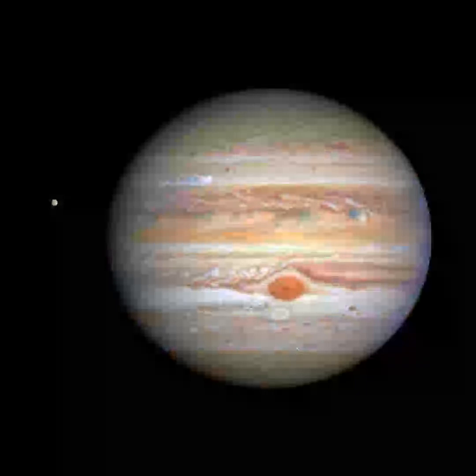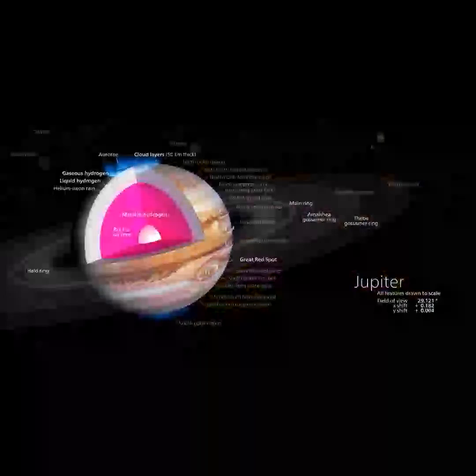The hydrogen and helium gas extending downward from the cloud layer gradually transitions to a liquid in deeper layers, possibly resembling something akin to an ocean of liquid hydrogen and other supercritical fluids. The gas gradually becomes hotter and denser as depth increases.